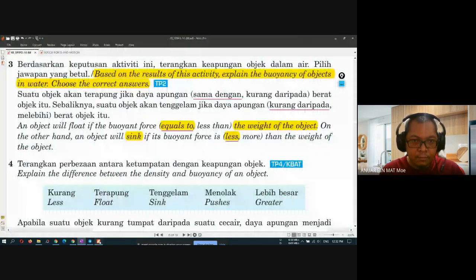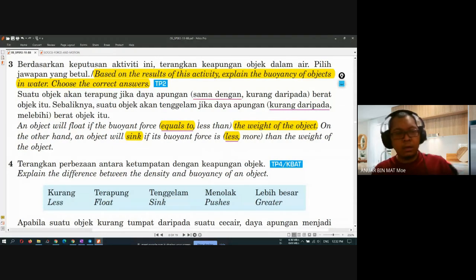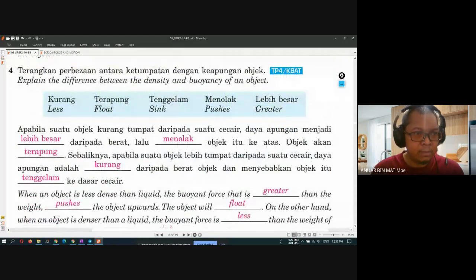Again, for number 3, the answers are equal to and then less. These are the answers for question number 3 in your workbook. Okay, we go to question number 4.